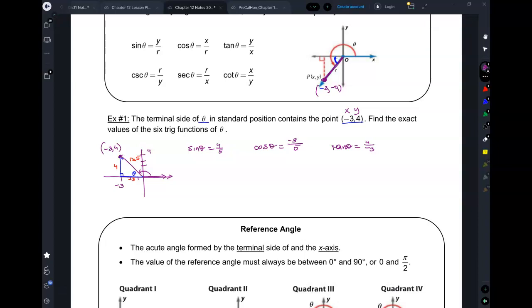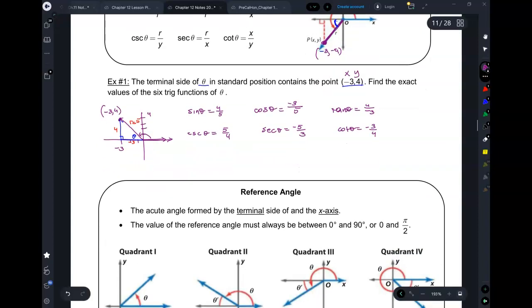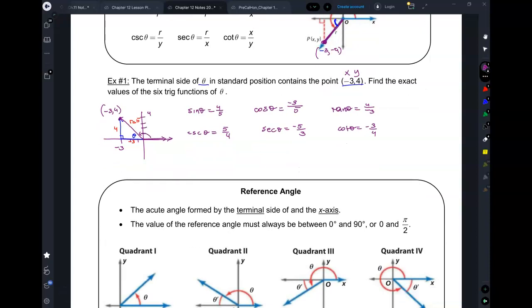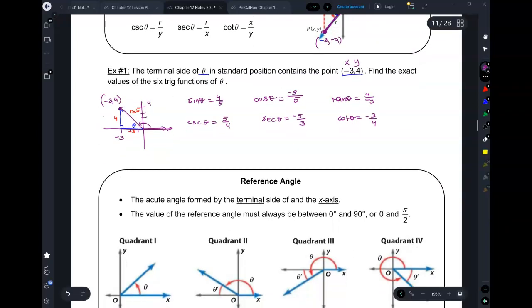And now we can find the other ones. Cosecant is 5 over 4. Secant, negative 5 over 3. Cotangent, negative 3 over 4. Okay? Do you have to draw it every single time? You really don't. If you would like to, fine. Otherwise, what we normally do is, this is x, this is y. Do the Pythagorean theorem with these to get r, and then you can just use it that way.